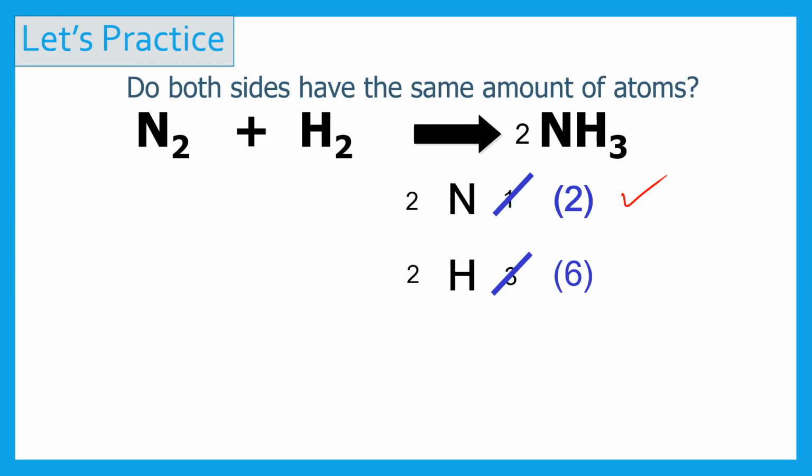So let's go ahead and add a coefficient on the reactant side. I'm going to add a coefficient of 3. That's going to change that to 6. And now they both check out. So we've balanced this chemical equation.